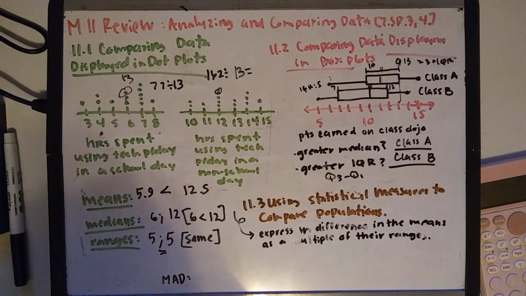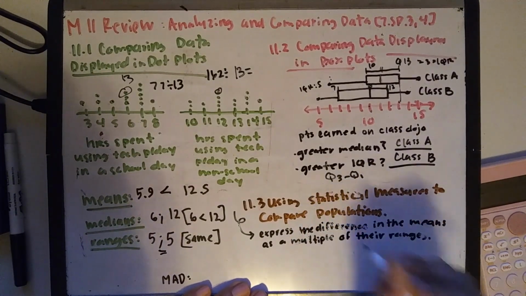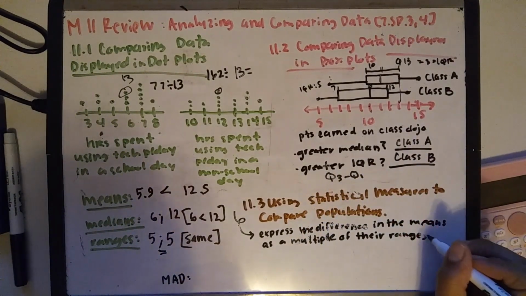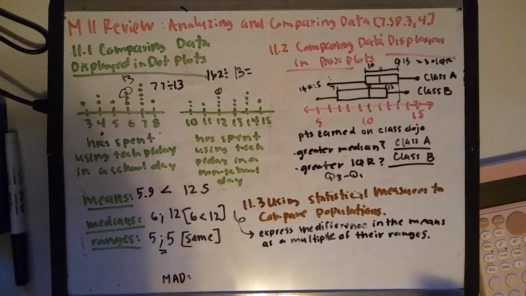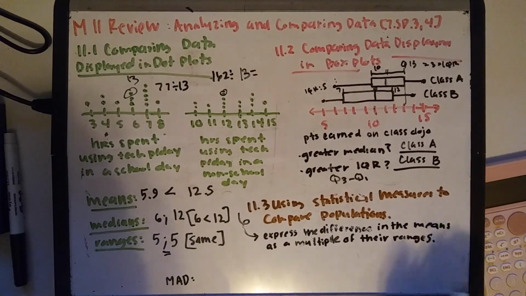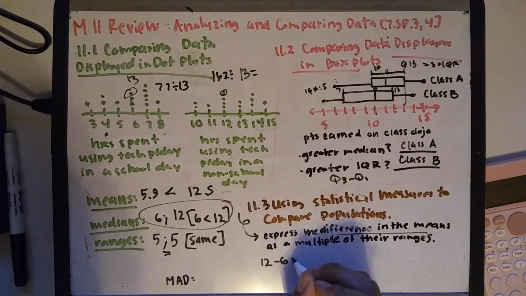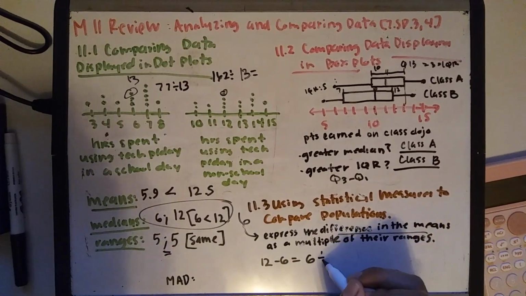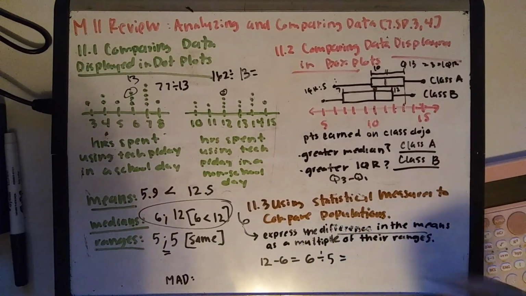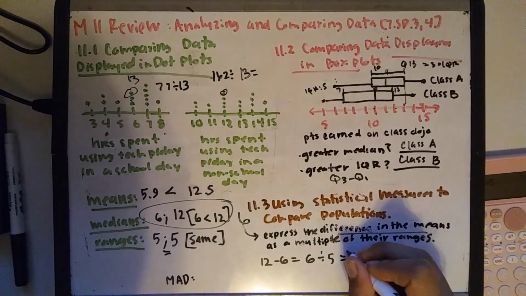Lastly, we're going to use statistic measures to compare populations. So this one is asking us for the difference in the means as a multiple of the ranges. I'm going to use the same information here. So we're going to look at the difference of the means. What's the difference between 12 and 6? It's 6. Okay, so that's the difference. And then as a multiple of the ranges, I'm going to divide by the range, which is 5. So 6 divided by 5 is 1.2. So that will be my answer for that one.